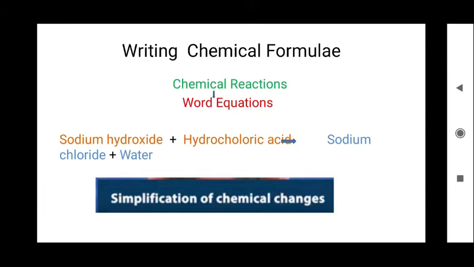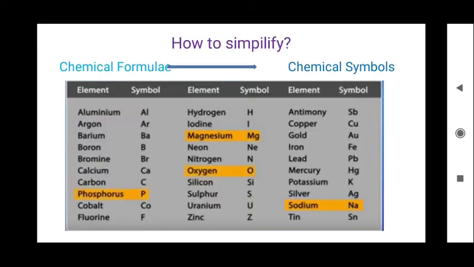But writing such word equations in a huge form every time will be difficult. In order to simplify that, we need chemical formulas. This is the need for writing the chemical formula. Chemical formulas are used to simplify word equations while representing a chemical reaction. So how do we simplify just by using the chemical formula?